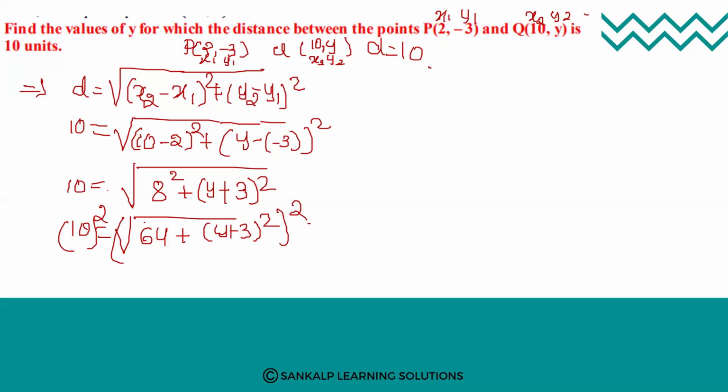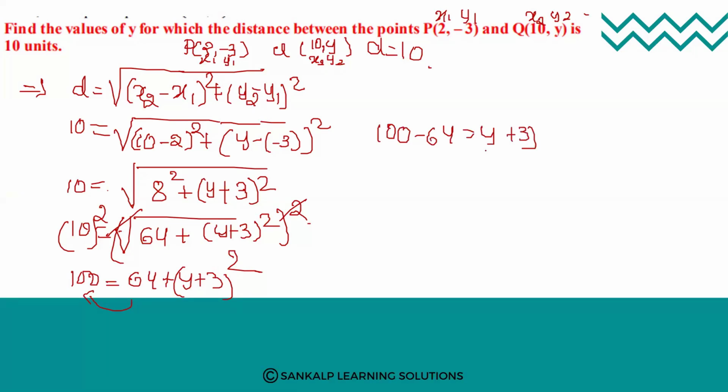We will square on both sides. Squaring on both sides, the square root sign will get removed, right? So 10 square gives you 100. This is 64. Square and square root will get cancelled. Then what do you get? Only 64 plus (y plus 3) whole square remains. Now, transfer this 64 to this side. 100 minus 64 is equal to (y plus 3) bracket square. Sorry, this is square. 100 minus 64 is 36, right? So 36 is equal to (y plus 3) bracket square.